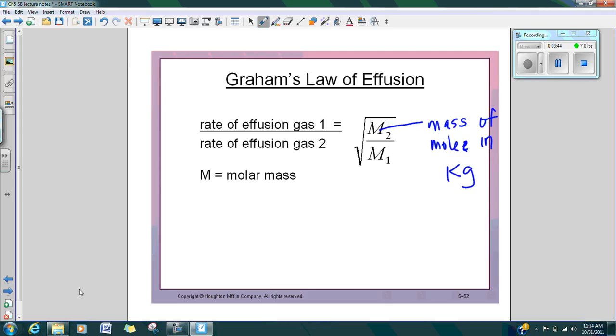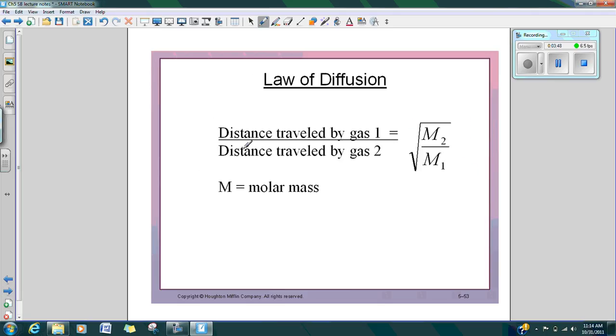This law of effusion has to do with distance. You can imagine that these gases are colliding, and they are also traveling. The distance traveled by gas 1 and the distance traveled by gas 2 is going to be affected by the mass of each gas. So if we assume something like a gas chamber, just a very simple one, and we have this pinhole going through here, our gas is going to come through here.